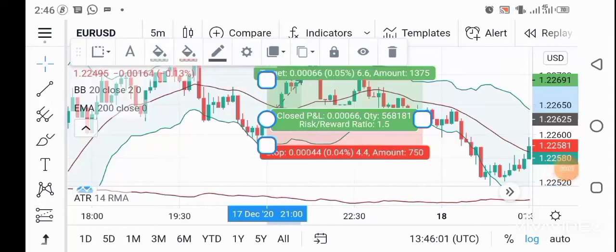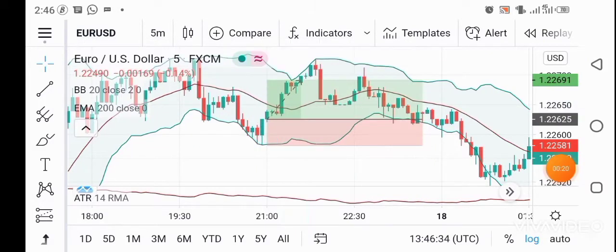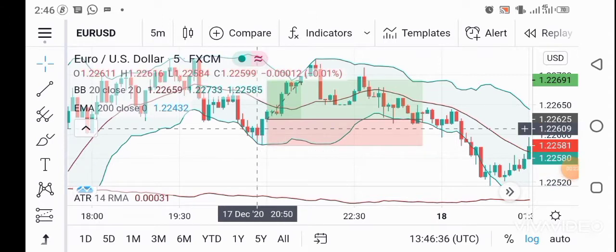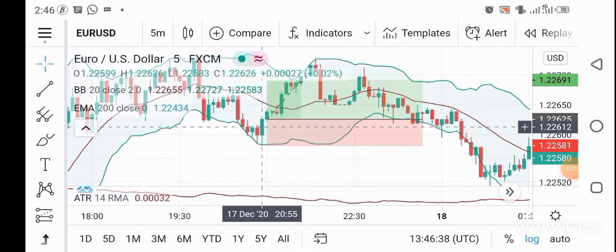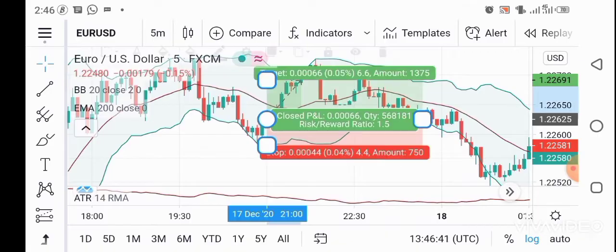Guys, as you can see, trading the Bollinger Band can be really easy. So guys, as you can see, this was a beautiful win. You can see this was a 1 to 1.5.